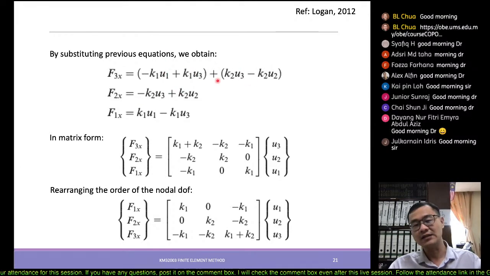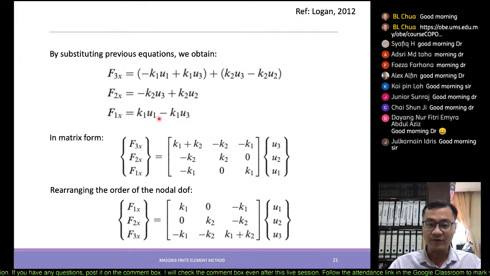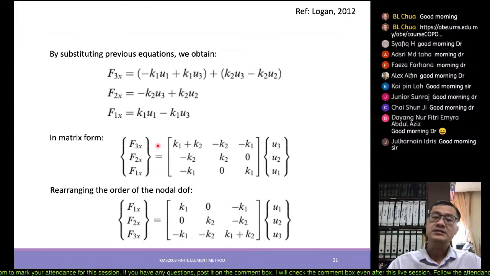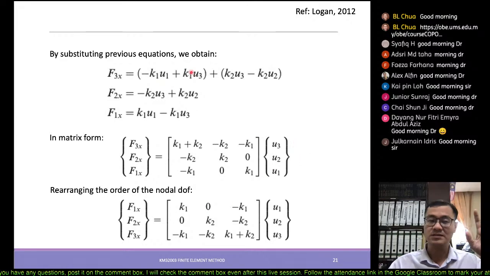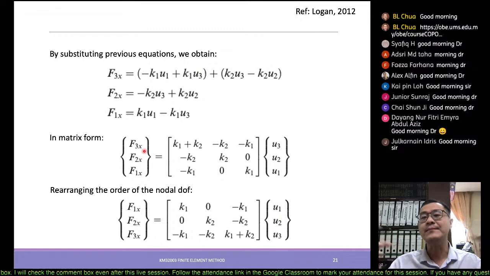So how to get all these things? If you derive accordingly, you should get this. But in a matrix form, in an easier way to visualize it, we would arrange it as F3, F2, F1, then we have this particular stiffness matrix and the displacement. So this is where the hard work, the assemblage of the total stiffness, is required.